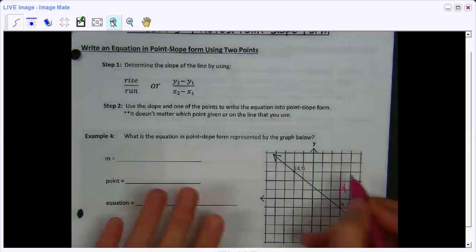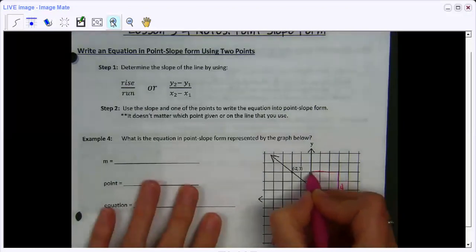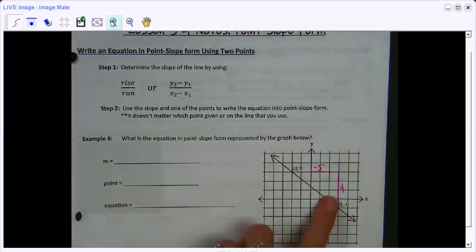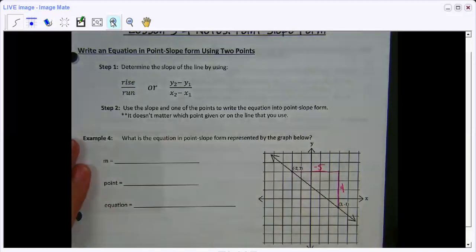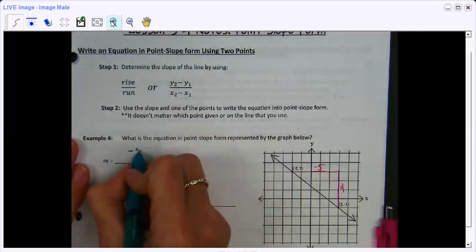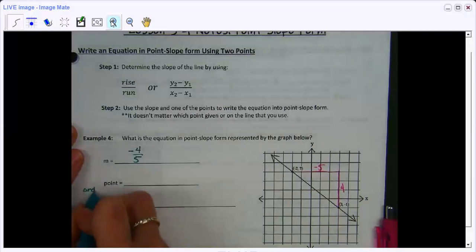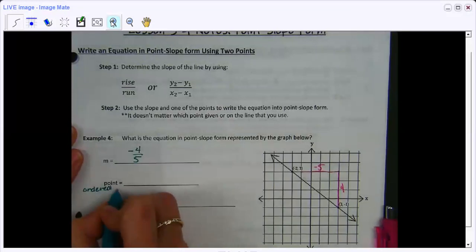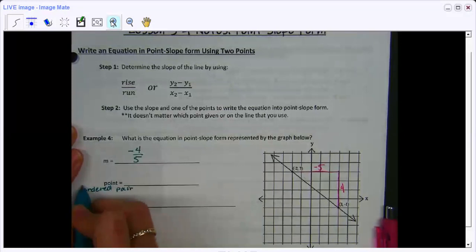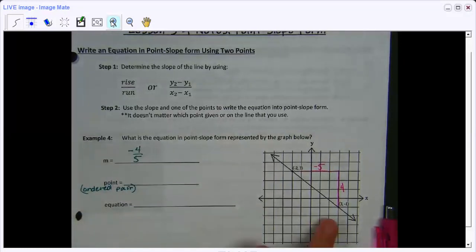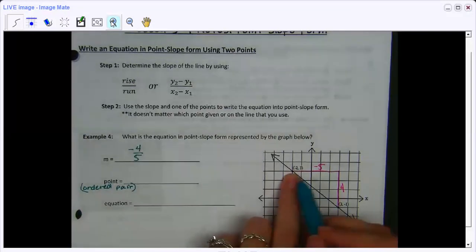And up 4. And I went to the left 5, so that's a negative. So my slope is -4/5. So that's what you should have gotten, -4/5. Now, what does point mean here? All it means is an ordered pair. Okay, that's what we need here is an ordered pair. So you can choose any ordered pair on the graph. Let's go ahead and choose this one up here, -2, 3.